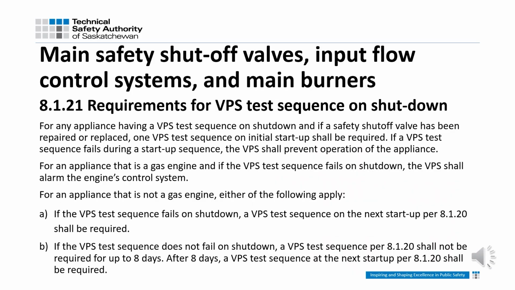8.1.21 Requirements for VPS test sequence on shutdown. The requirements are broken down into a couple of sections. For a gas engine, if the VPS sequence fails on shutdown, the VPS shall alarm the engine control system. For an appliance that is not an engine, if the VPS system fails on shutdown, a VPS test sequence will be required on the next startup, as per 8.1.20. If the VPS test sequence does not fail on shutdown, a sequence test shall not be required for 8 days. The 8 days is based on NFPA 85.